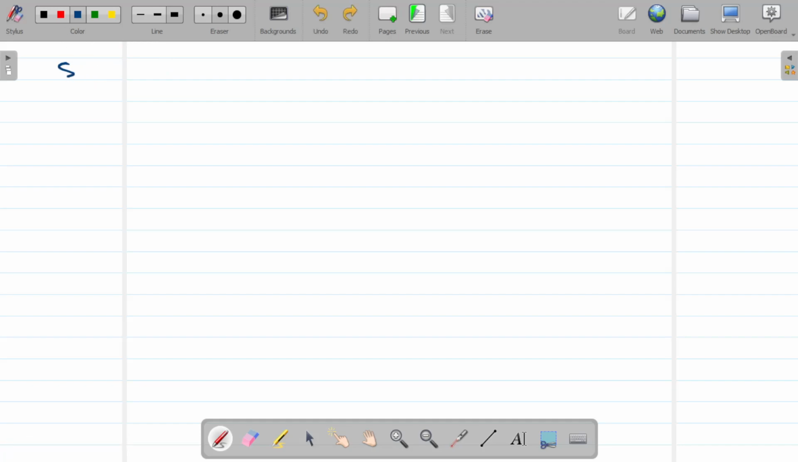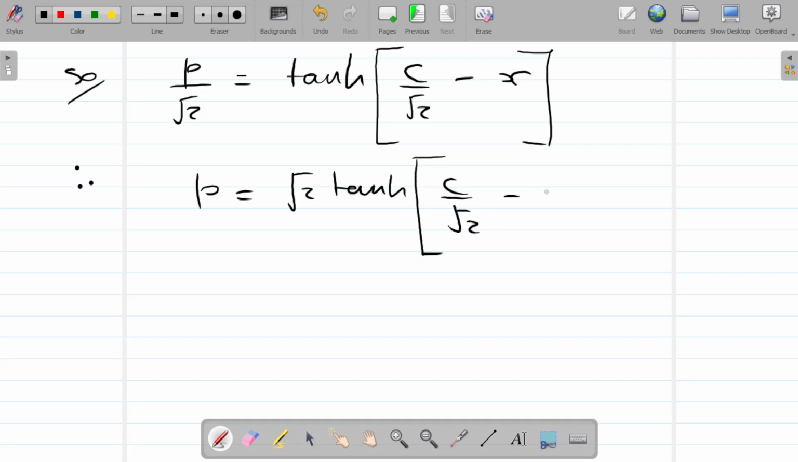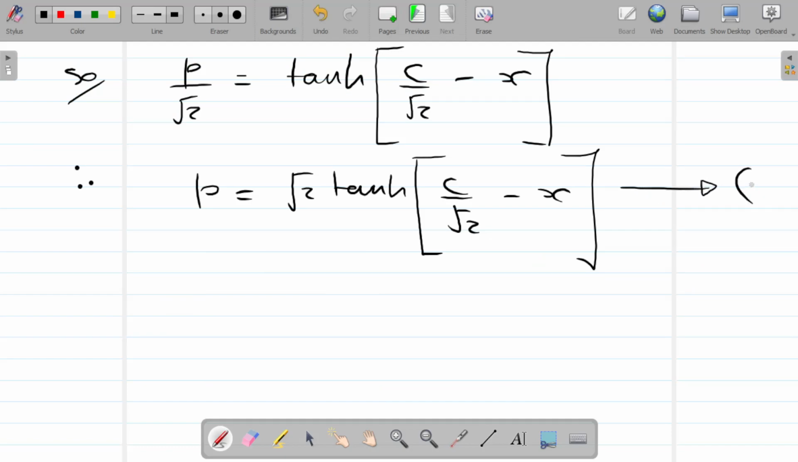Well, I need to write in black, don't I? So let's just change to black. So we have p over the square root of 2 equal to the hyperbolic tangent of c over root 2 minus x. Okay? So therefore, p equals the square root of 2 times a hyperbolic tangent, or tanh if you like, of c over root 2 minus x, close bracket. And where did we get up to in terms of equation labels? Well, we got up to equation 13 there, so we'll call this equation 14, right?